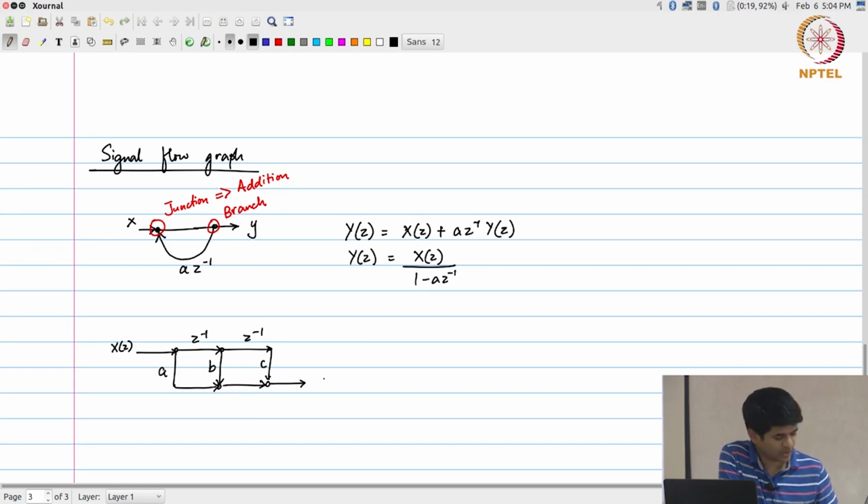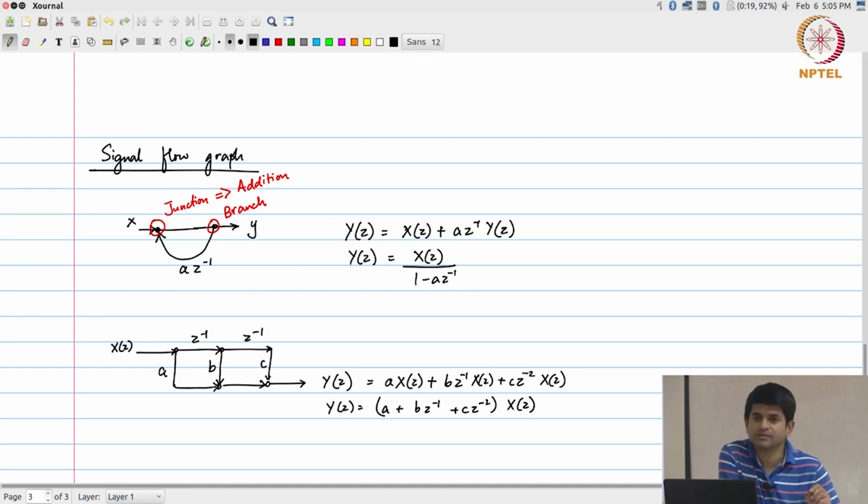I have this structure, so that I have y of z, right? And in this case I can straight away write down that it's equal to A x of z plus B z inverse x of z plus C z power minus 2 x of z, right? So y of z is equal to A plus B z inverse plus C z power minus 2 times x of z. Okay, so this is all the standard transform domain stuff that you are already familiar with, right?